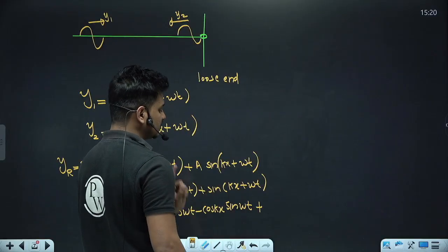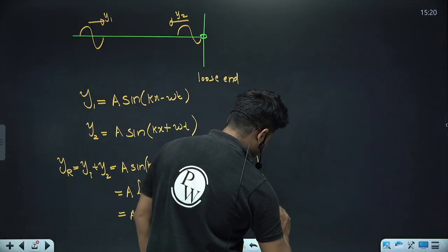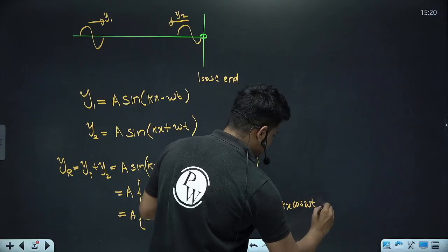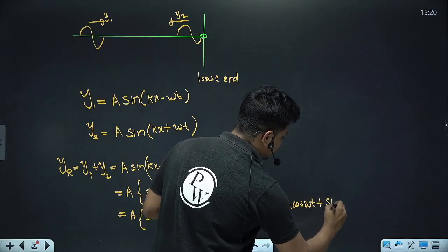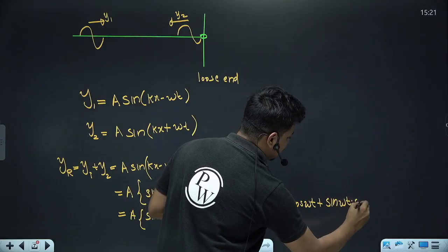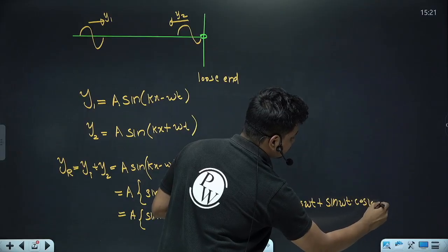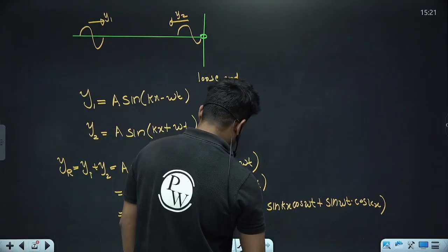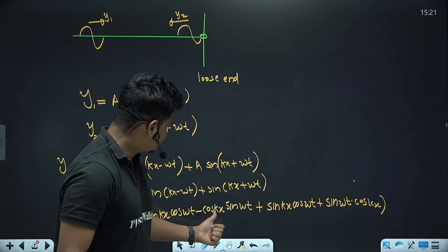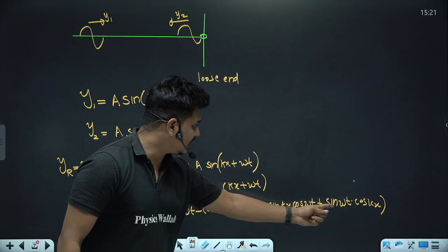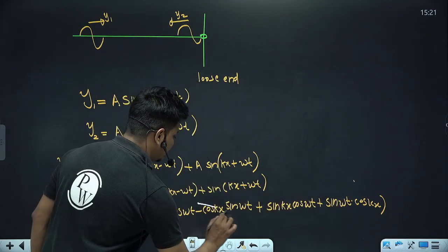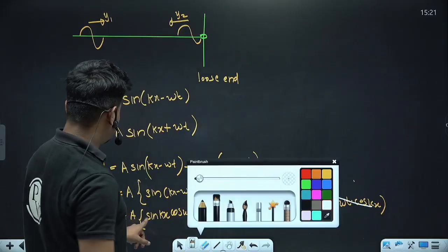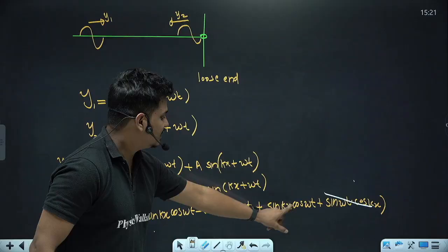What is sin(a plus b) here? Sin a cos b plus sin b cos a. So I have elaborated this expression just to check. There is a minus cos kx sin omega t and a plus cos kx sin omega t, so we can cancel these two terms. Finally what we get is sin kx cos omega t, twice.